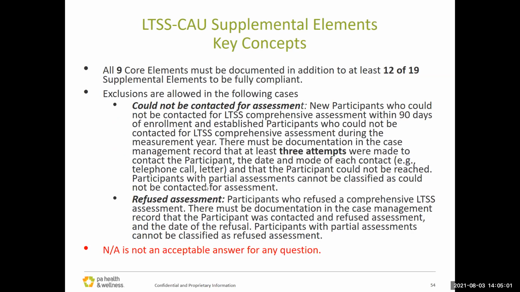So we can move on to the next slide. Thank you. This is just, again, a refresher from what we talked about a little bit earlier. Those requirements that are needed to be met to be considered fully compliant. There are some exclusions that apply. Someone cannot be contacted. If that is the case, we have to make sure that we have documented at least 3 attempts to contact that participant. And another exclusion is that refusal of assessment. Again, making sure that we have documented the attempt and the refusal and the date if that is the case. Again, just to reiterate, NA is not an acceptable answer when it comes to HEDIS requirements.